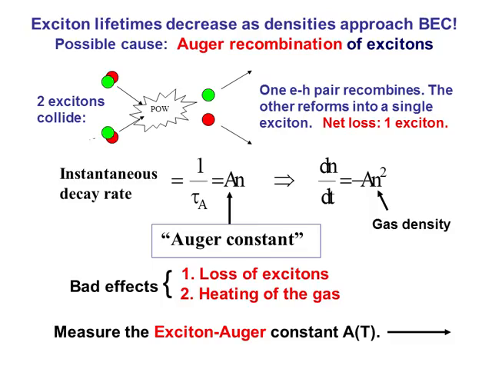Unfortunately, as the gas density is increased, the exciton lifetimes decrease, limiting the density to well below that for Bose condensation. This density-dependent lifetime has been attributed to Auger recombination. 2 excitons collide and 1 recombines, giving large kinetic energies to the remaining electron and hole, which eventually thermalize into a single exciton. The decay time of luminescence gives the Auger constant A as a function of temperature.